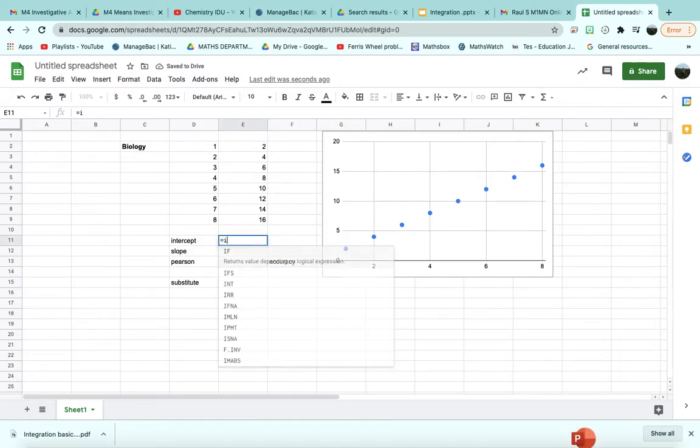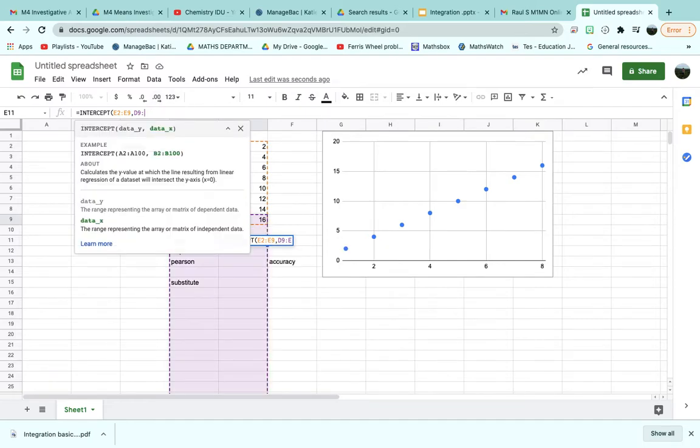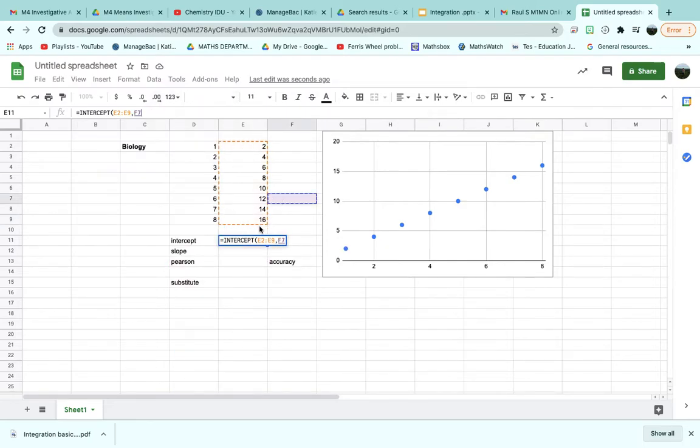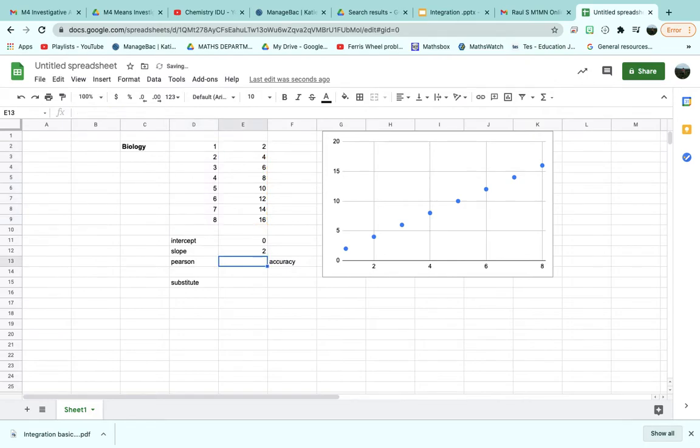So for the intercept, you use the function intercept, you select the y data, then you select the x data, and you can see how we've got two dots between them. Press enter. The next one we would do is the slope. So again, you select the y data, then you select the x data, and then you press enter. Pearson, you select the y data, comma, the x data.